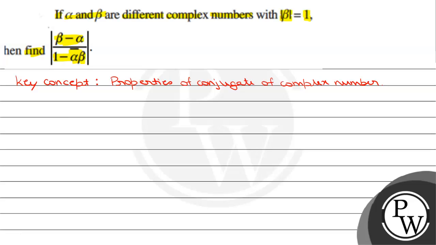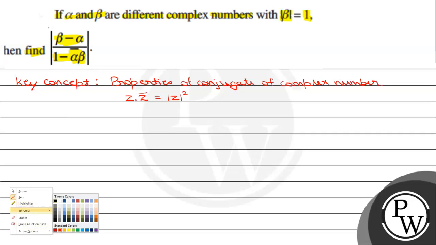So here suppose we have taken a complex number z and we are multiplying that complex number with its conjugate, then that can be represented as modulus square of that complex number. Means if we are doing the square of modulus of any complex number, then that can be represented as the product of that complex number with its conjugate. So we'll use this information to find the value of the given expression. So let's start the solution.